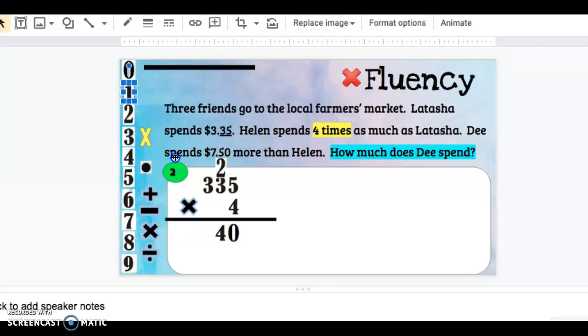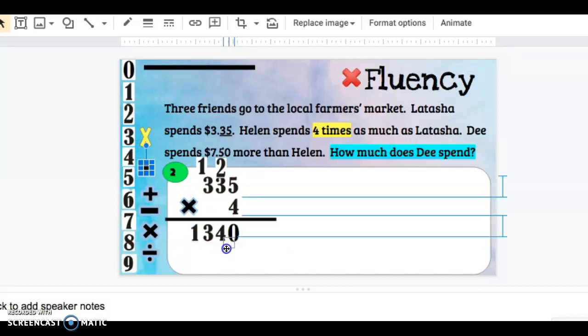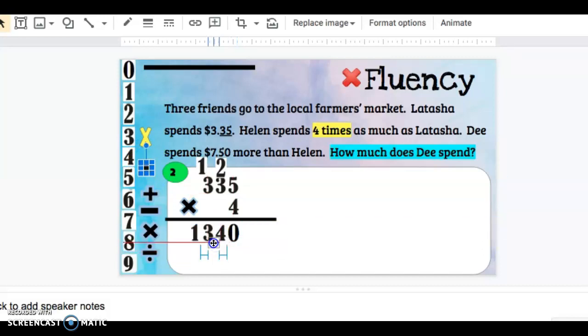And then I bring up my 1. And then I have 4 times 3 was 12, plus 1 is 13. So I put my 3. And then I put my 1. And we have to move that decimal point 2 times. So my decimal point is always at the back with a whole number, and I move it twice. 1, 2. Okay, so Helen spends $13.40.